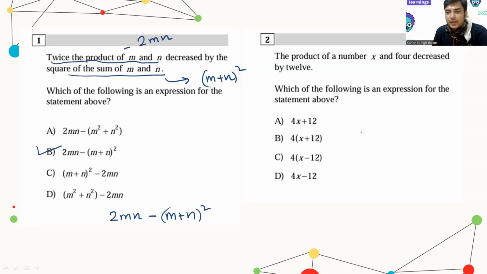Now, the product of x and 4 decreased by 12. Product of a number x and 4, so this would be 4x. This thing is getting decreased by 12, so it would be 4x take away 12, isn't it? So this would be the option. I hope you must have got this. 4x decreased by 12, so take away 12.